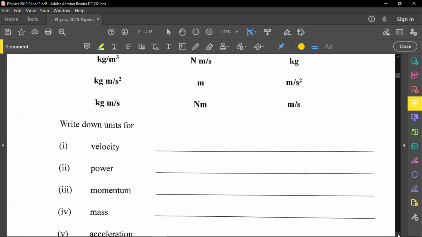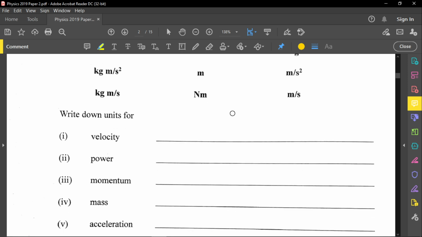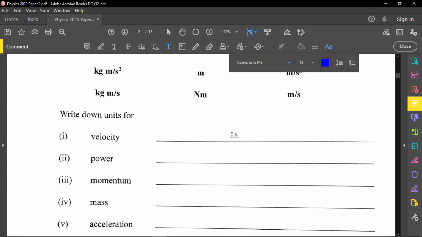So write down the units for velocity, power, and so on. So let's talk about velocity here. Velocity is meters per second. So here we have it. So that one is in our list. So it's going to be meters per second.